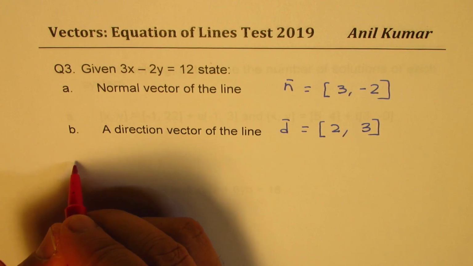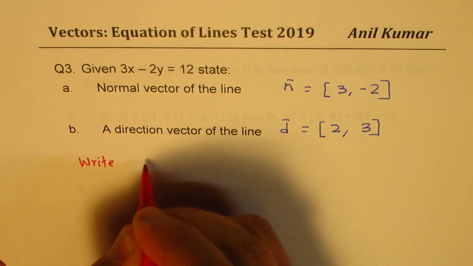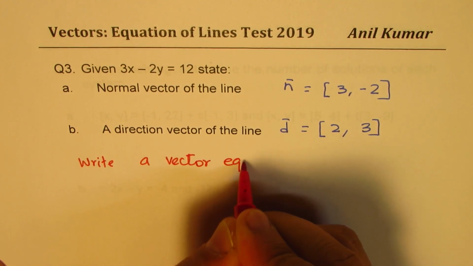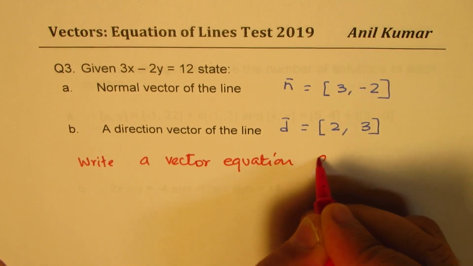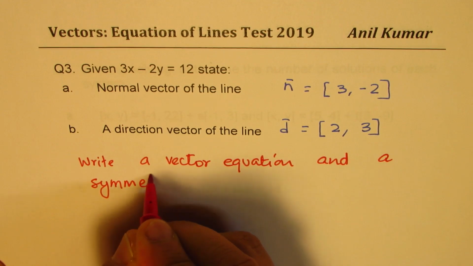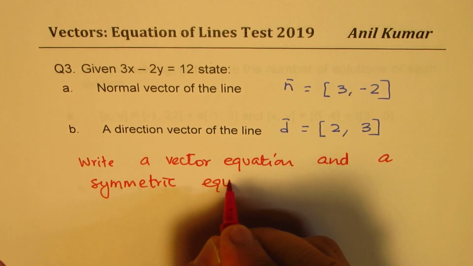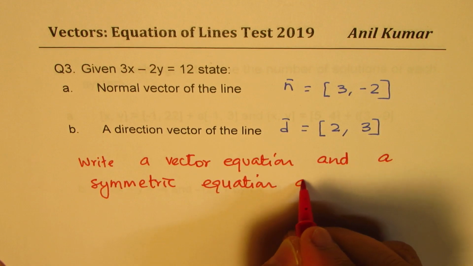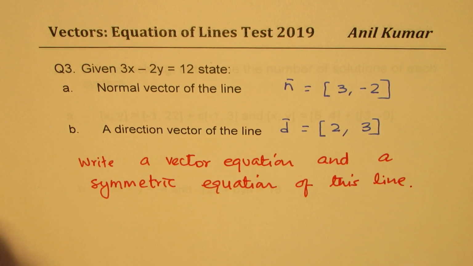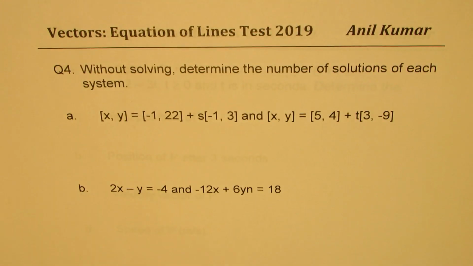Now, for you, a question. The question here is, write a vector equation and a symmetric equation of this line. Perfect. So that is the practice question for you. Now, with question number 1, 2, and 3, you should be in a position to answer this. Now, let's move on and take up question number 4.